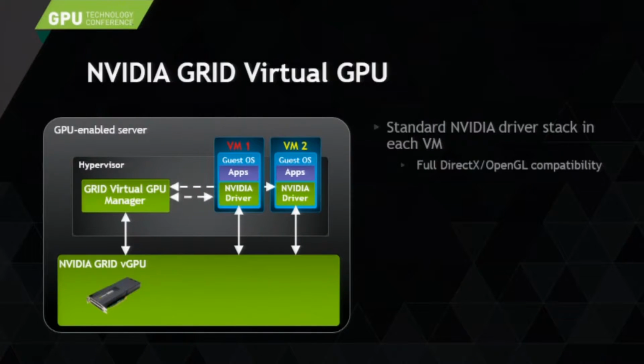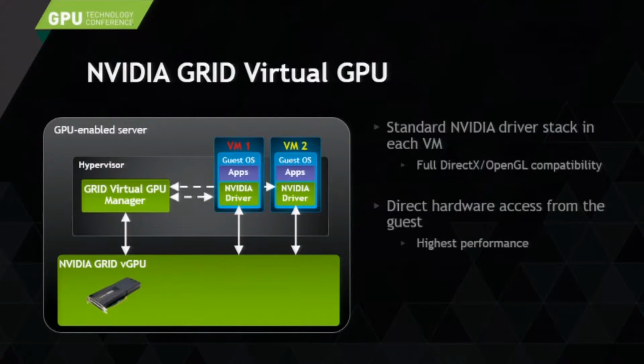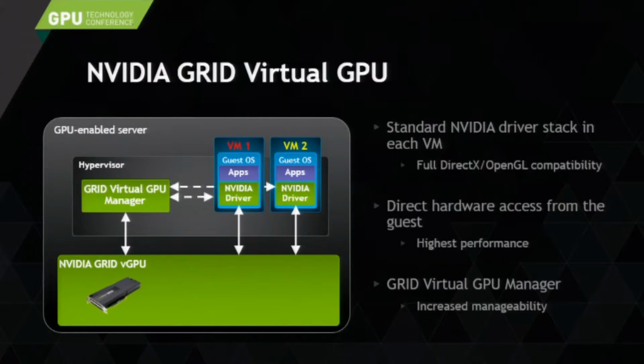So having full DirectX and OpenGL compatibility is very important because you have direct access in the VM to the hardware. So you don't have that piece in between the VM and the hypervisor and the hardware. So in the hypervisor, part of our vGPU package, there is a GPU manager that controls access from each of the virtual machines to give equal priority for rendering on the GPU.